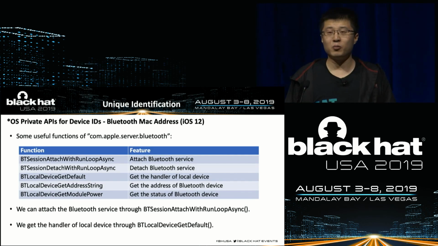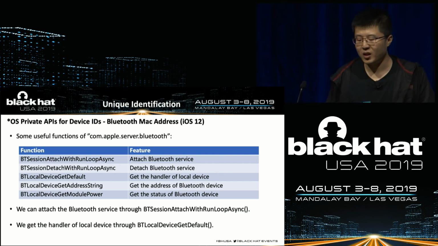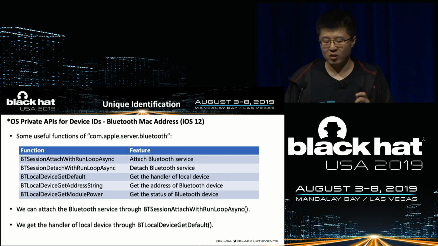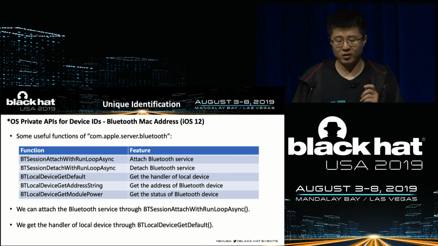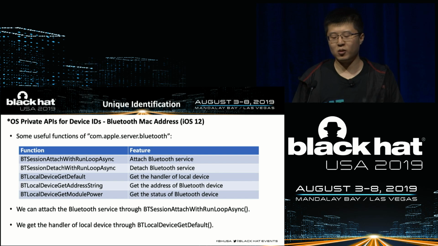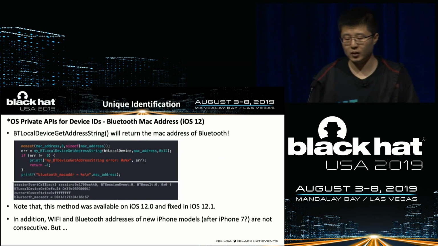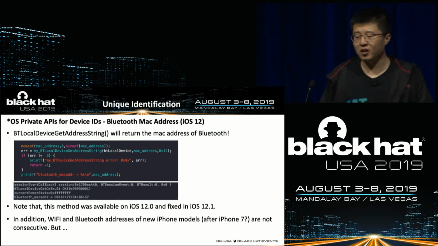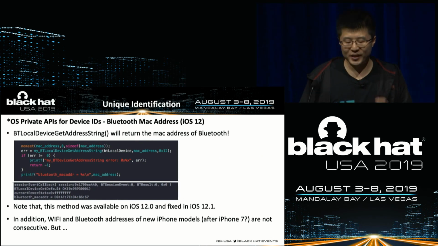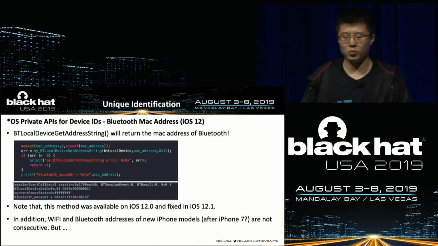After analyzing, we found lots of useful methods in the Bluetooth Mach service. For example, we can attach to the Bluetooth server through BTSessionAttachWithRunLoopAsync. Then we can get a handler of the local device through BTLocalDeviceGetDefault. After getting a handler of the local device, we can use BTLocalDeviceGetAddressString to get the MAC address of Bluetooth.